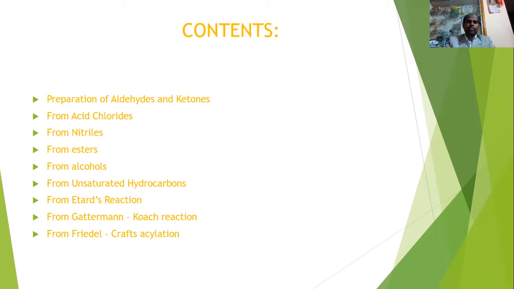Unsaturated hydrocarbon means double bond or triple bond containing compounds. So it is also possible to prepare aldehydes or ketones starting from the Etard reaction. Etard reaction is a name reaction. Similarly, from the Gattermann-Koch reaction, it's also a name reaction, and also from the Friedel-Crafts acylation. These are the methods one can prepare aldehydes starting from these compounds.